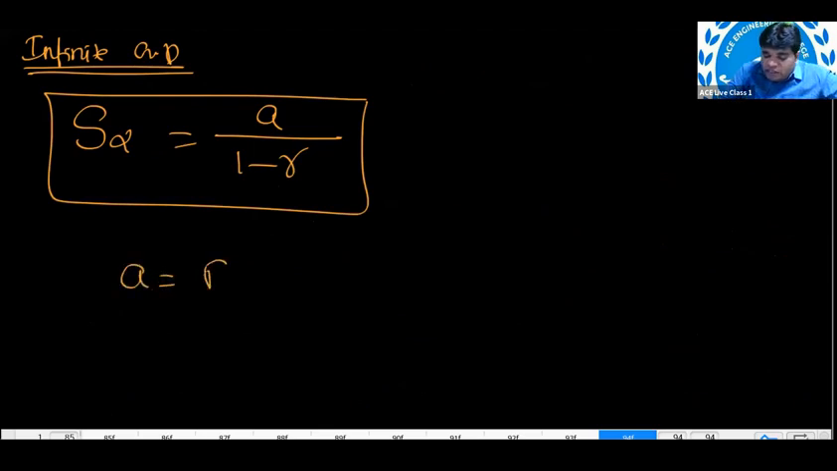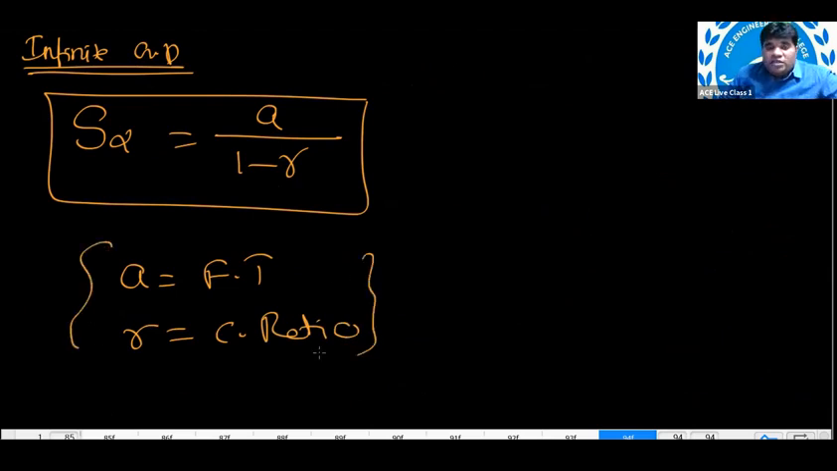A is called first term. R is called common ratio. For the infinite geometric progression, we have 3 shortcuts.